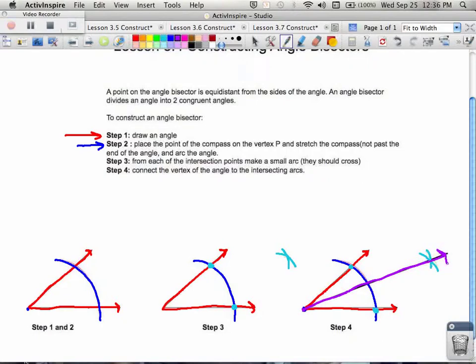and we've now constructed the angle bisector. And what that's telling us is that the two resulting angles, the top angle, let's say, might be 30 degrees, and then the bottom resulting angle might be 30 degrees. Or in other words, they're congruent to each other.